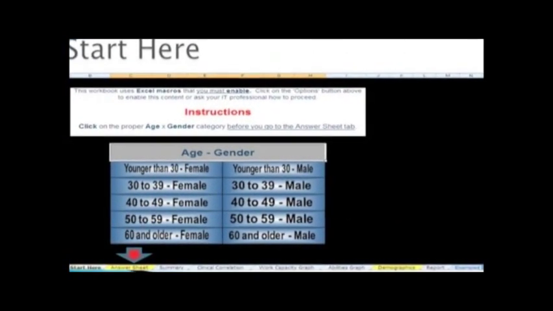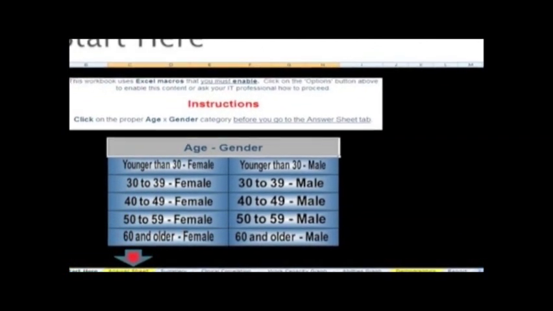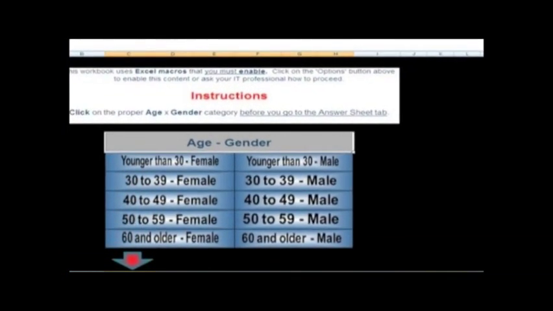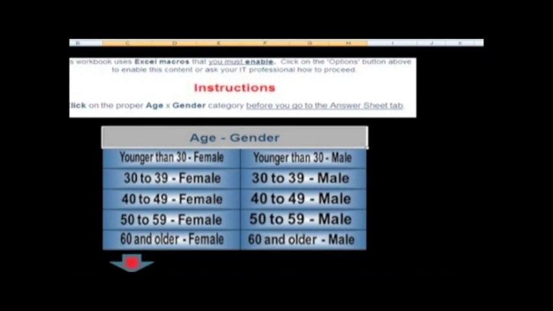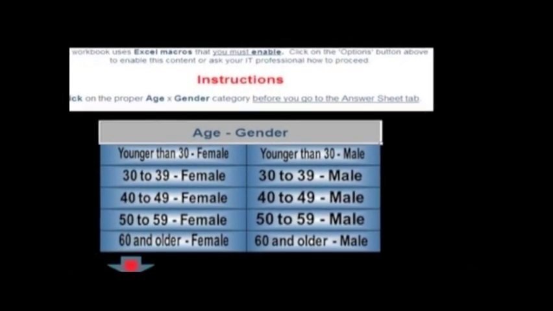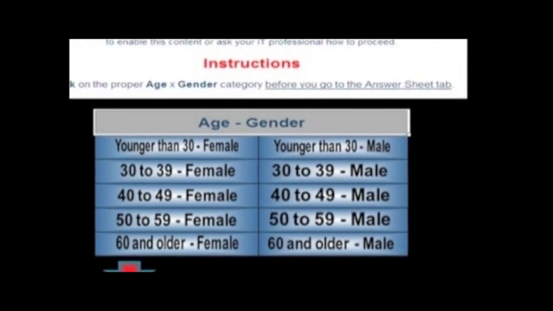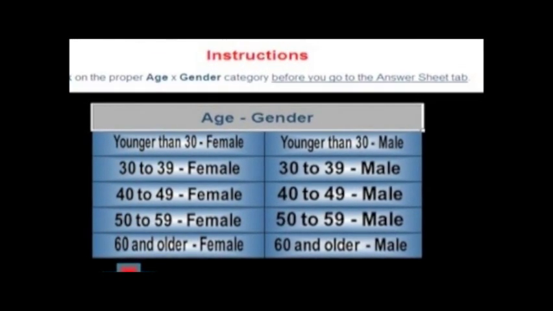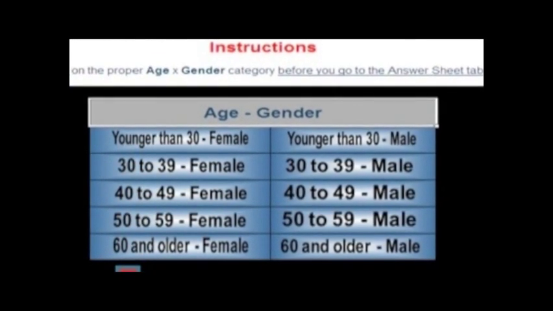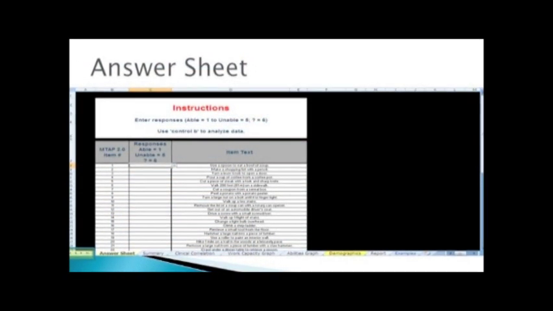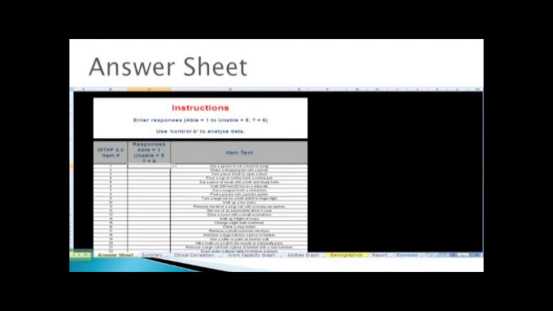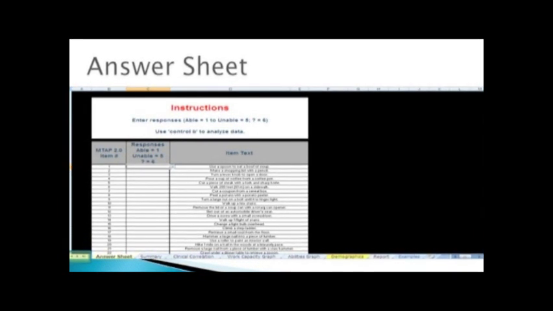The purpose of the Start Here tab is to allow you to select the proper age and gender category for your evaluee. When you do so, it will take you automatically to the answer sheet. Go ahead and do that now. Select the 30 to 39 female category. This automatically takes you to the answer sheet. And obviously this is where you enter your evaluee's data.